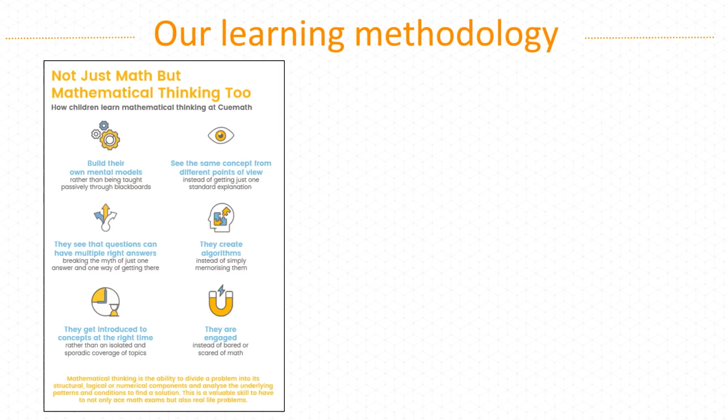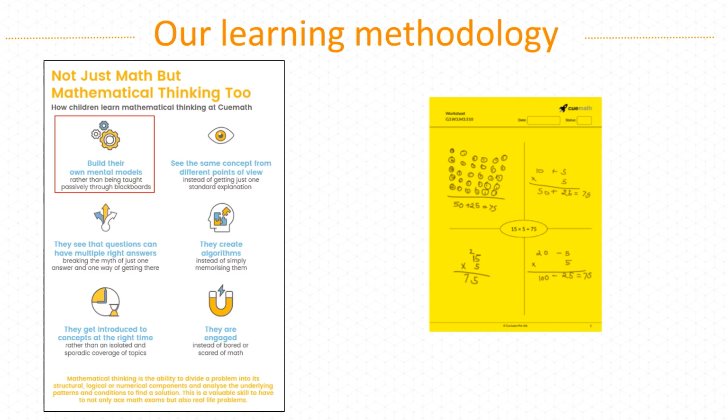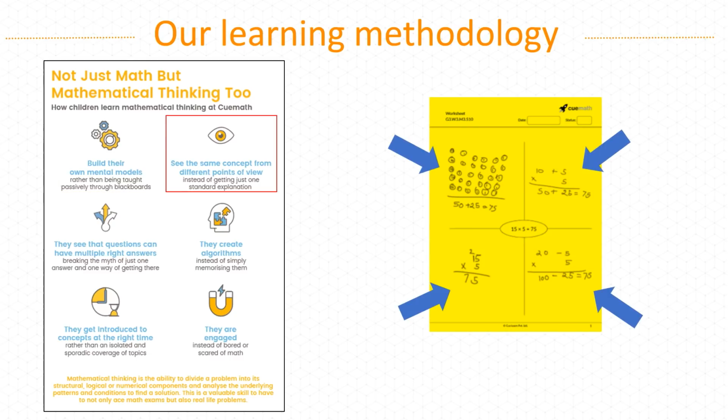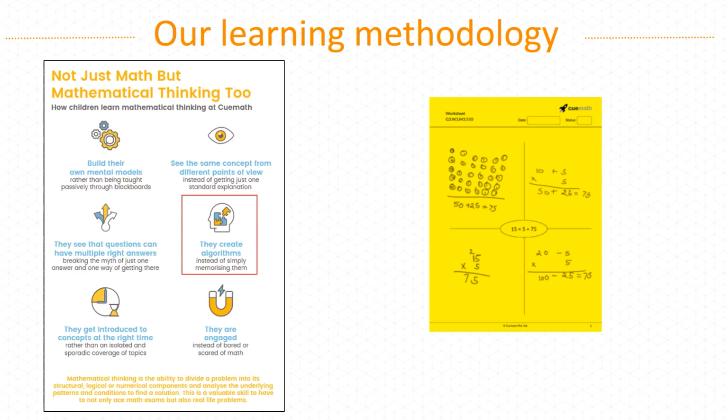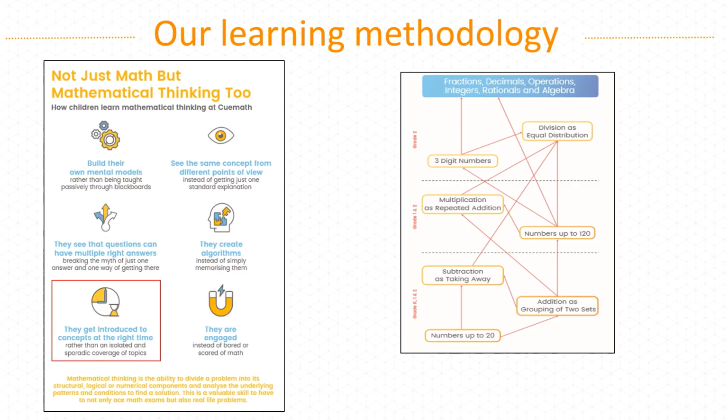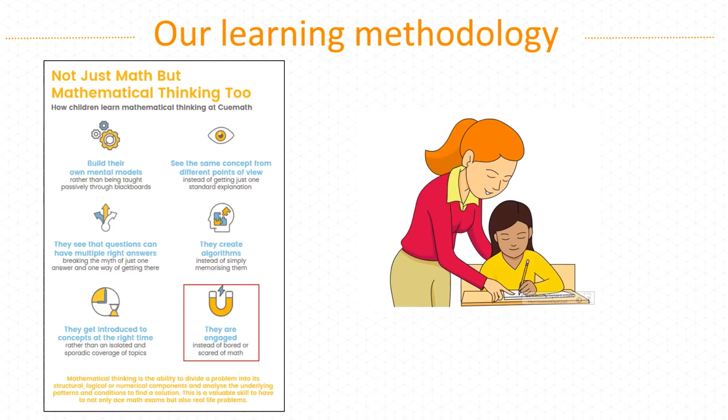Use this page to describe how children learn mathematical thinking at QMath. These are the ingredients to help children reason. Children build their own mental models. They see the same concept from different points of view, and they see that questions can have various right answers. They create algorithms, and they learn concepts at the right time. For example, we will not introduce fractions and decimals without having a strong understanding of numbers and operations. And they are engaged. It's very important for children to have fun and enjoy what they're doing, and we'll see how. This is our learning methodology.